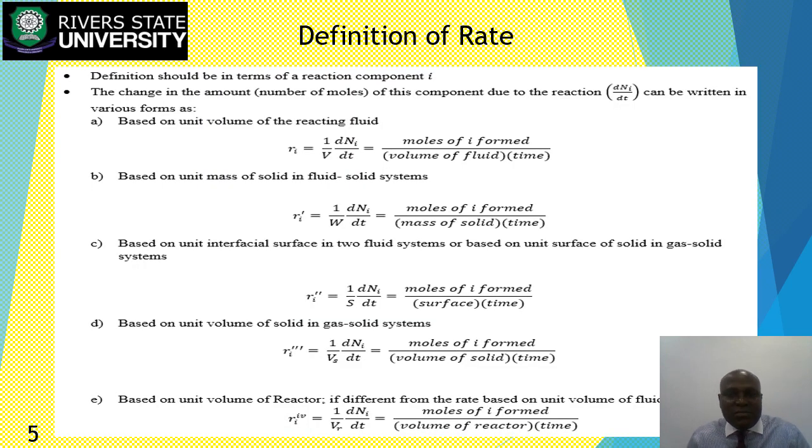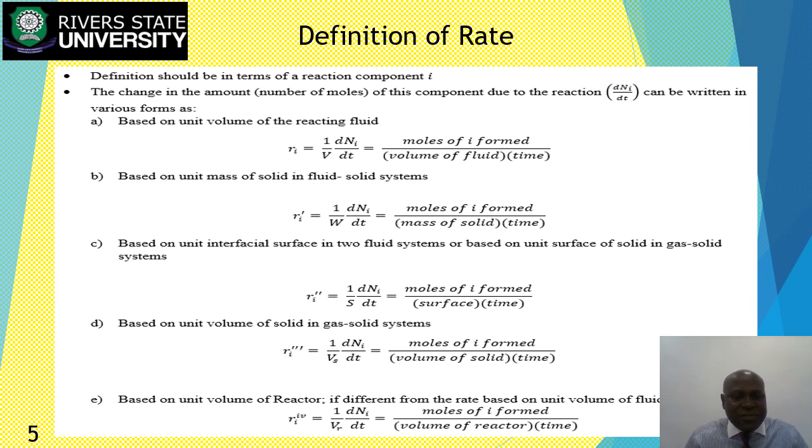Finally, let us look at some definition of the rate. From the definition, the rate should be in terms of a reaction component, meaning in the reaction, there can be one component, there can be two, there can be three reactants and products. The definition should be in terms of any of the reaction components. So we have 5 definitions here.